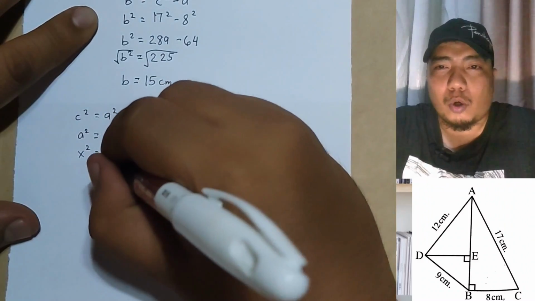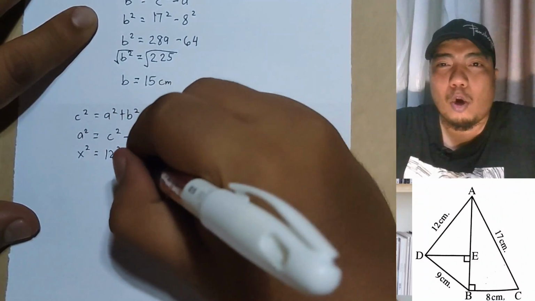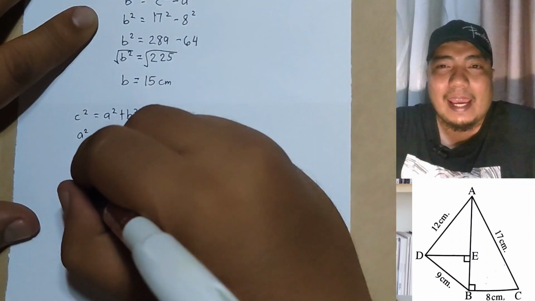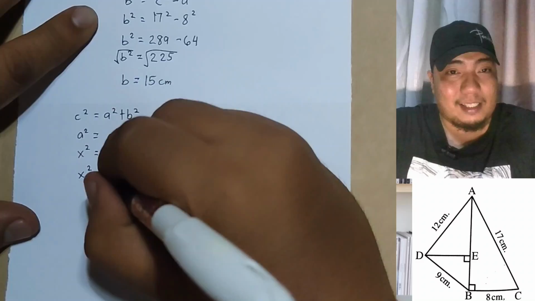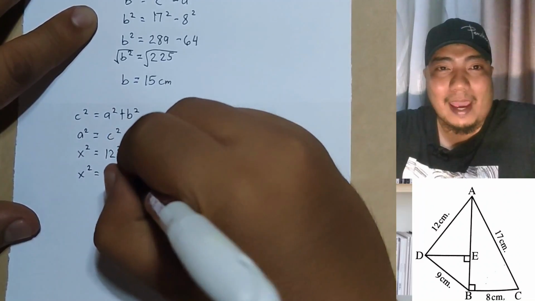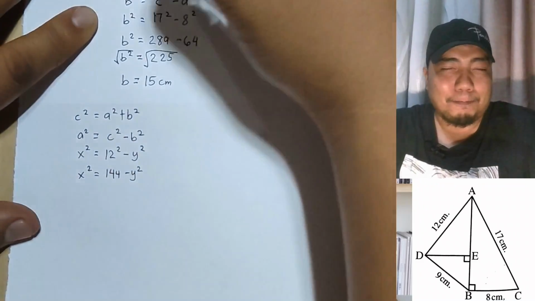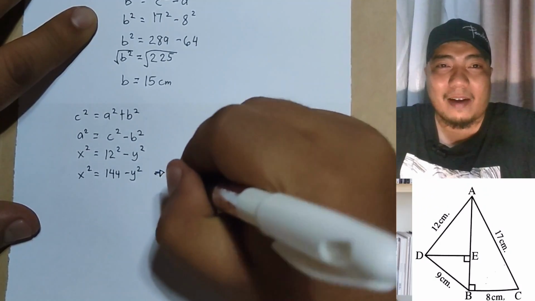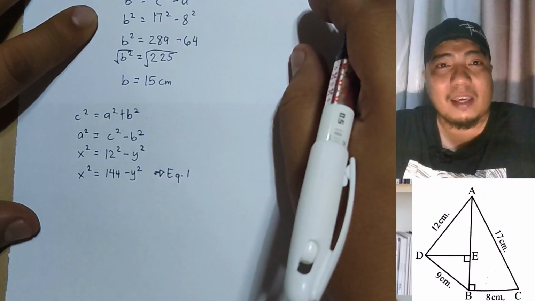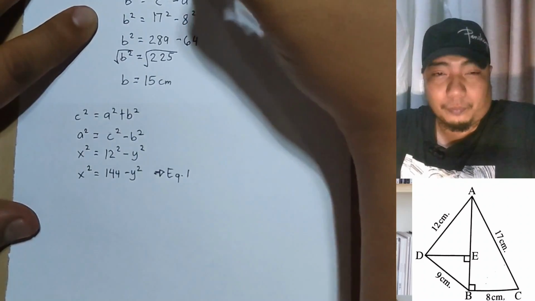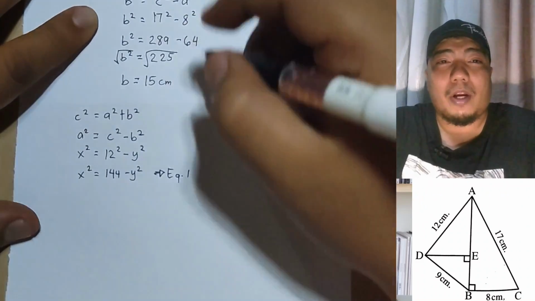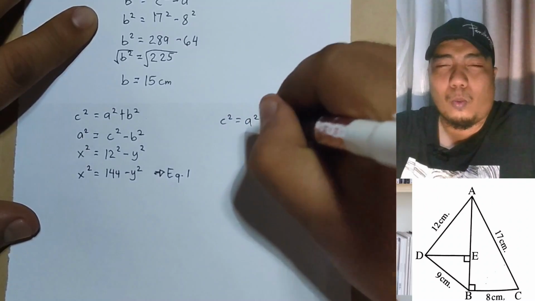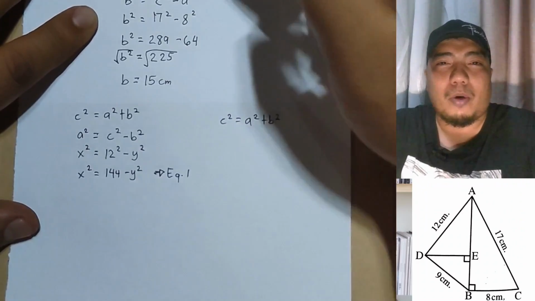Okay. So having the triangle ADE, we have the hypotenuse as 12 centimeters, and our DE is the unknown x. So that would be x squared for our equation, and for our AE, we have the y squared, giving us the equation 12 squared minus y squared, or x squared is equal to 144 minus y squared. Okay, so that will be our equation 1.